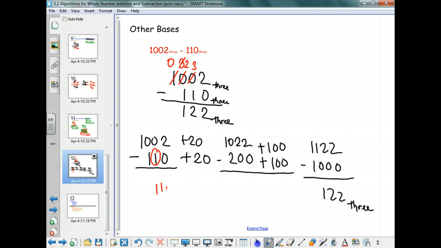In other words, let me draw it out this way too, might help. If I add 2 plus 1, I get 3. There is no 3, so I put down a 0 and I carry a 1 because 1, 0 is the number in base 3. And then I'd have the 2, 0, 0 there.